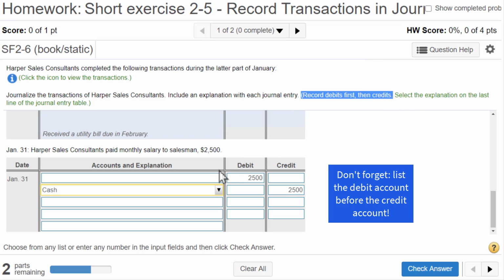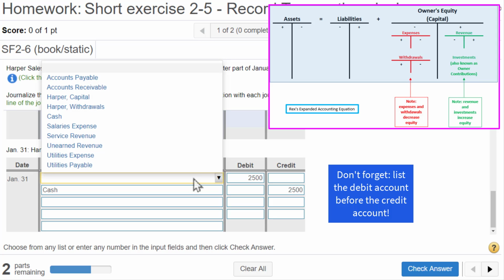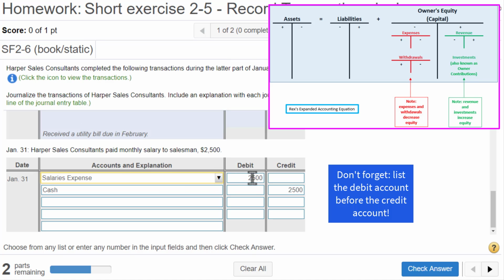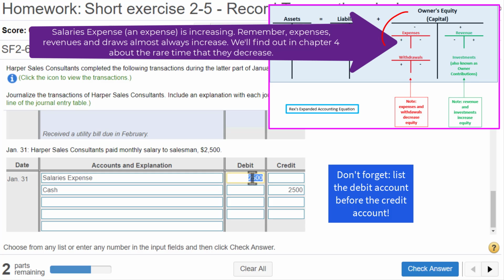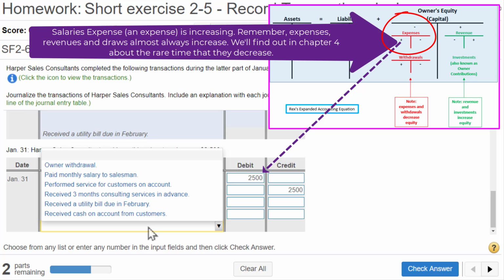Because remember up here, record debits first, then credits. All right, so now we've got to figure out what's the debit account. So why are we paying these people? Because they're our salespeople. So let's see if we have a salary expense or something like that. There you go, salaries expense. And why is this expense being debited? Well, first of all, is this expense, salaries expense, increasing or decreasing? It's increasing. And how do expenses increase? With a debit. And then we have to enter our explanation, paid monthly salary to salesman.